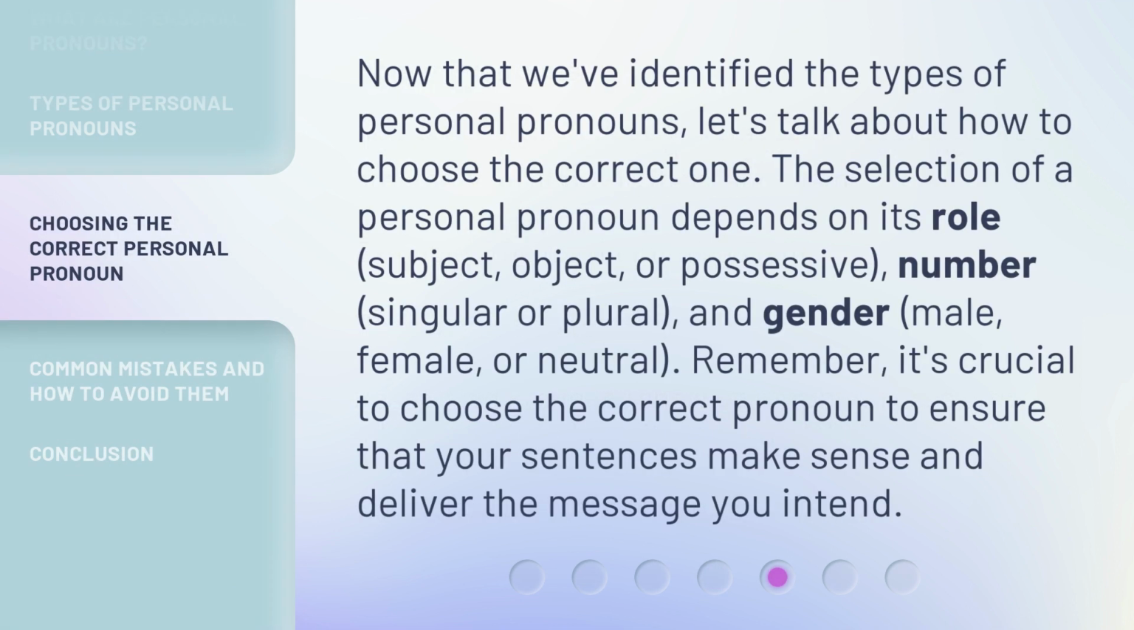Now that we've identified the types of personal pronouns, let's talk about how to choose the correct one. The selection of a personal pronoun depends on its role, subject, object, or possessive, number, singular or plural, and gender, male, female, or neutral. Remember, it's crucial to choose the correct pronoun to ensure that your sentences make sense and deliver the message you intend.